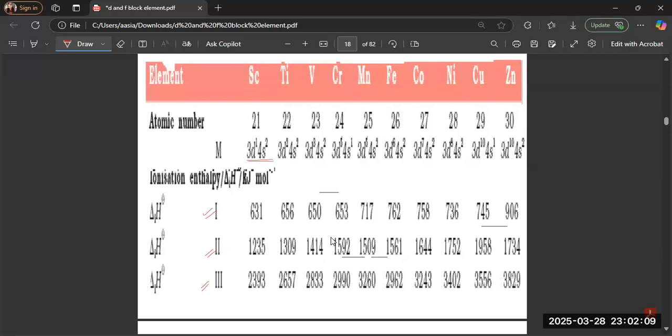Let's see for scandium. The first ionization enthalpy is 631. The second one is 1235, right? And the third one is much higher, 2393, right? So what can we conclude? Ionization enthalpy I1 is less than I2, which is less than I3. So the third ionization enthalpy is much higher than the second and the first. Clear, Meera and Upsana? Yes, ma'am.